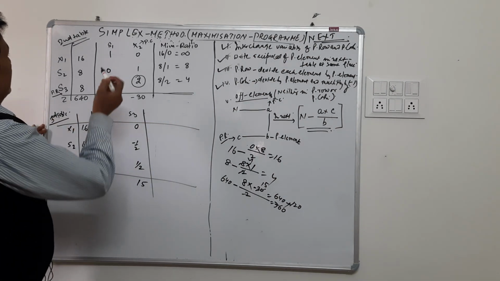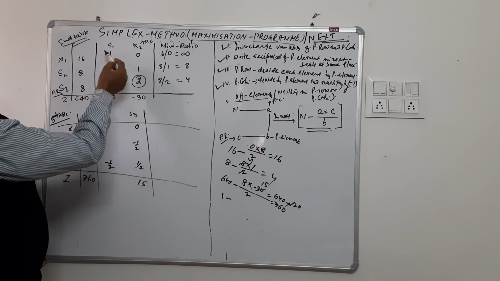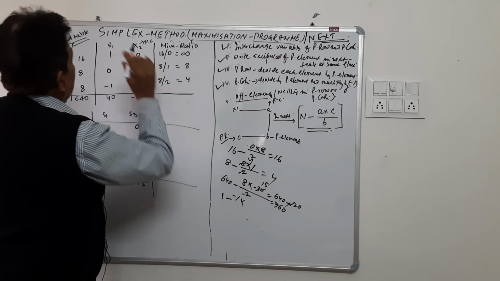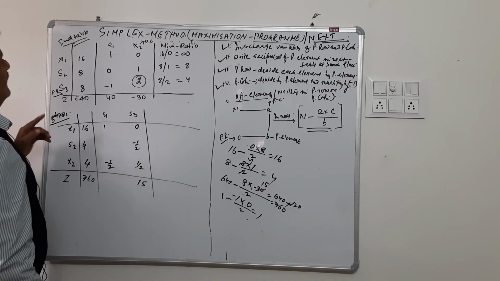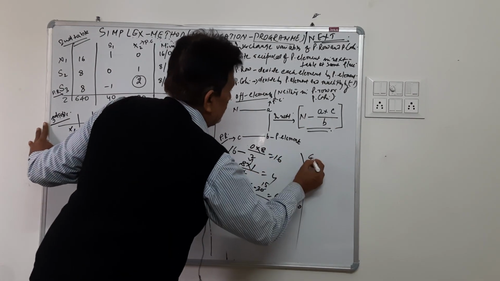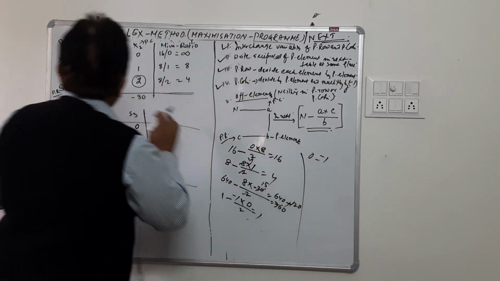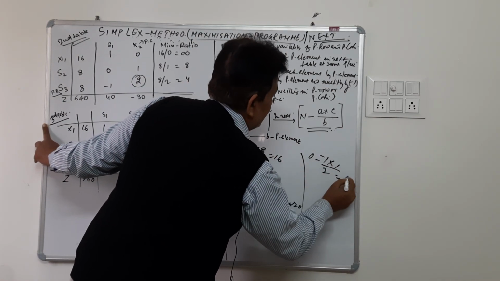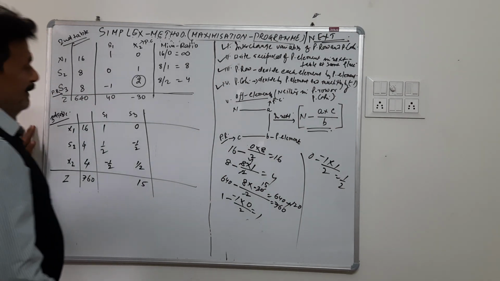Now this one will go in the next table. The corresponding element in the pivot row was minus 1, into the corresponding element in the pivot column, 0, divided by the pivot element. So this is 1. And finally, this 0 has to be manipulated. 0 minus the corresponding element in the pivot row, that is minus 1, into the corresponding element in the pivot column, that is 1, divided by 2. So this is 1 by 2. And finally, this 40 has to be manipulated.